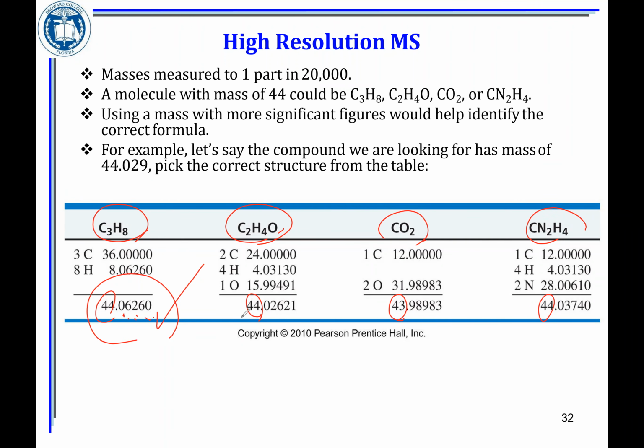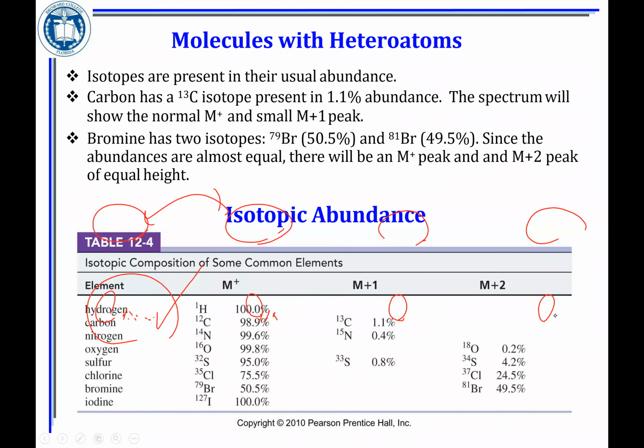So even if the first decimal place is the same for these two, the second decimal place is not the same. So you need at least 2 or 3 decimal places to distinguish between these two compounds. So that is used when you have a high resolution mass spec.